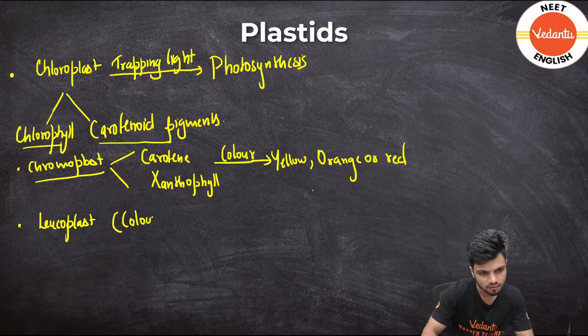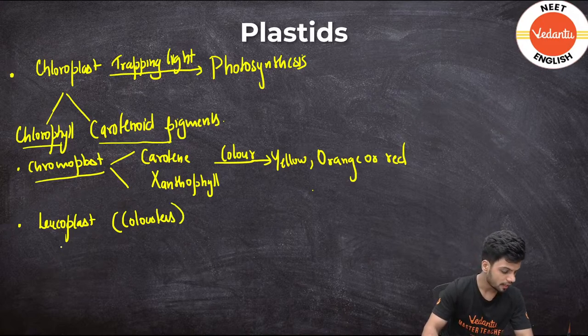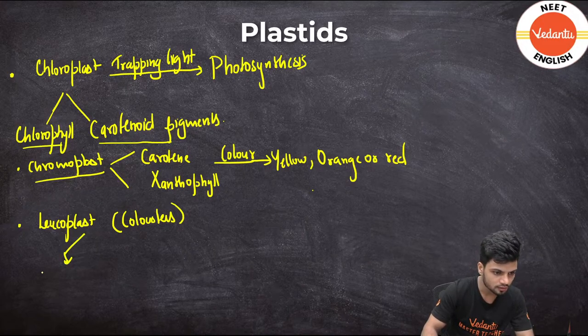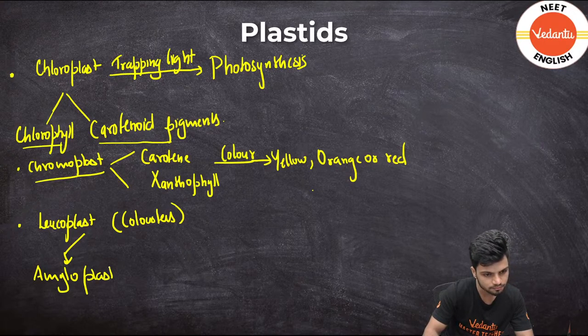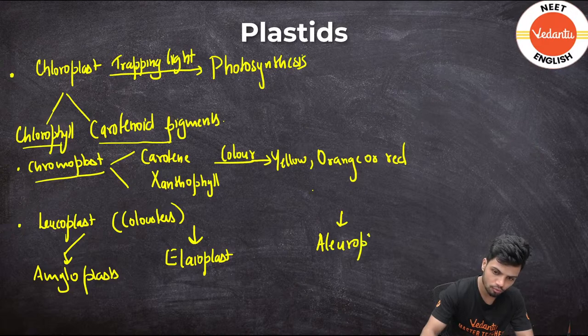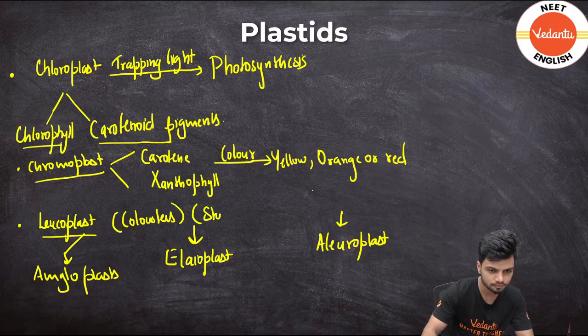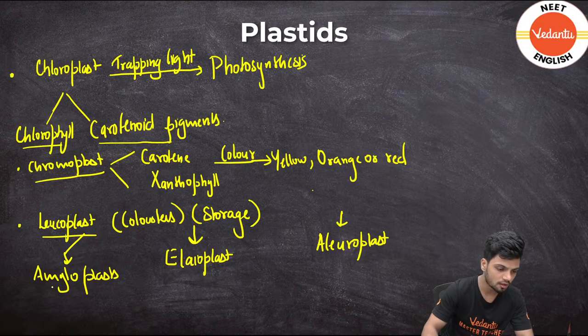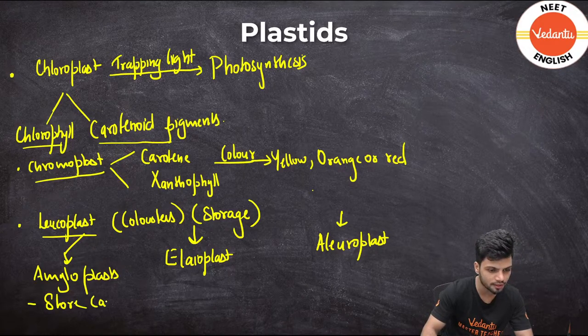That is colorless in nature. In leucoplast, there are three types. The first one is your amyloplast. The second one is your elaioplast. The last one is your aleuroplast. Now, this leucoplast mainly functions as storage. For example, amyloplast is involved in the storage of your carbohydrates.